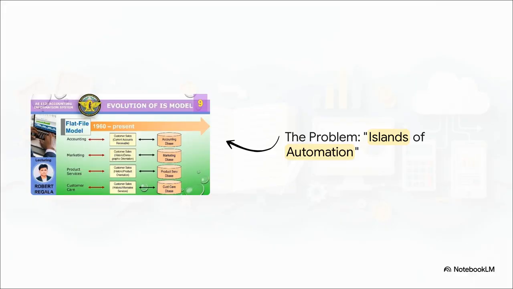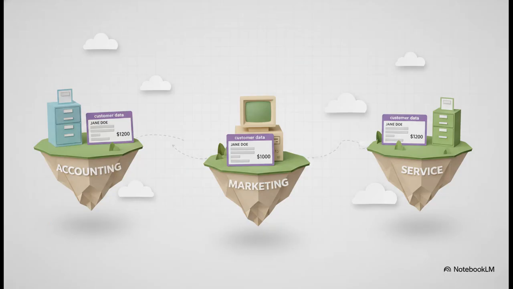But here's the thing. This created a completely new kind of problem. Every department, accounting, marketing, product services, got its own separate automated system. Sure, they were processing data way faster, but they were all doing it in total isolation from each other. This created what we now call islands of automation, where each department's data was stuck in its own separate little world. So this model solved one problem, but it introduced a whole new set of digital frictions.